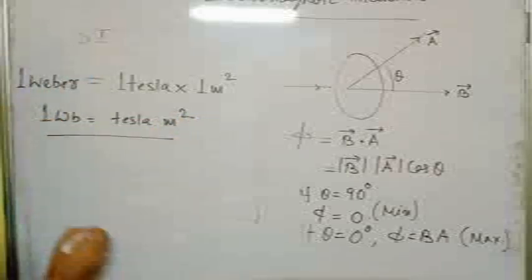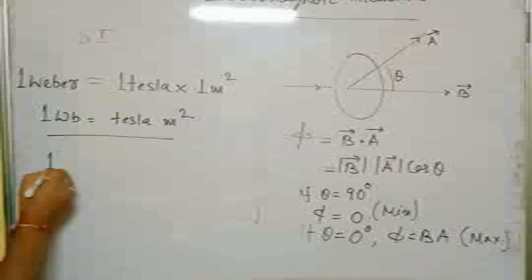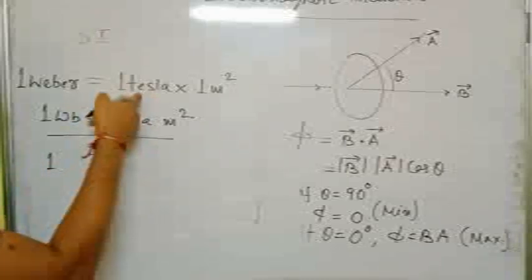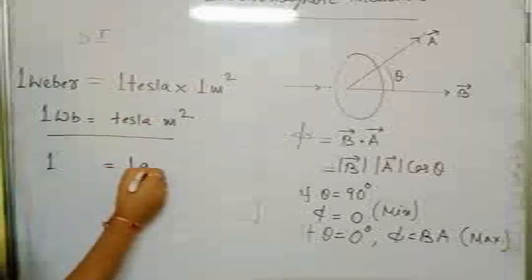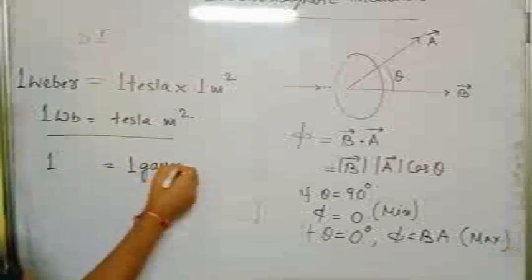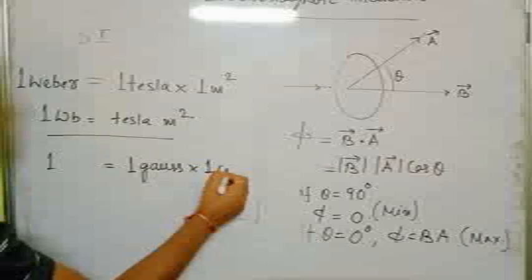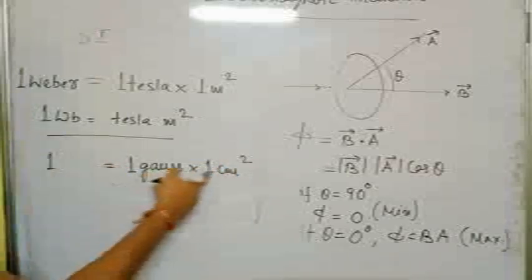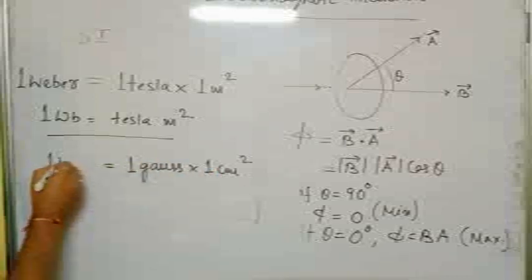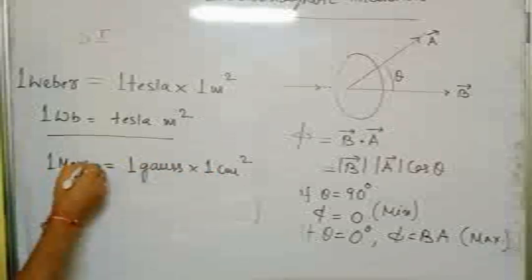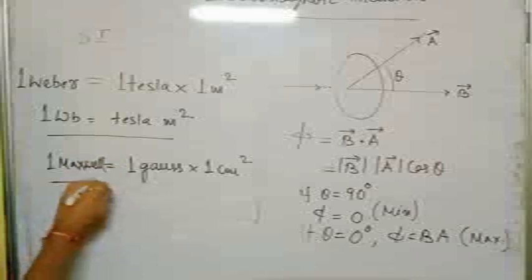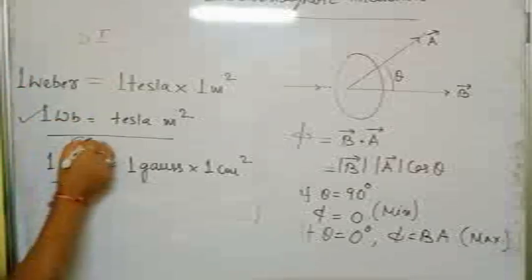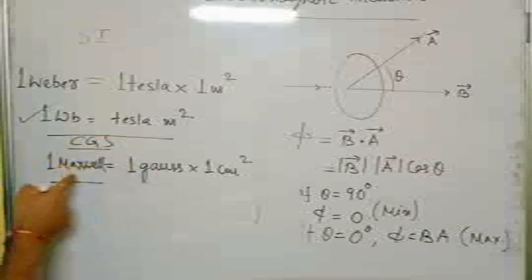In CGS unit, instead of magnetic field in Tesla, we call it 1 Gauss, into 1 centimeter square. So 1 Gauss into 1 centimeter square is 1 Maxwell. So the SI unit is Weber and the CGS unit is Maxwell.